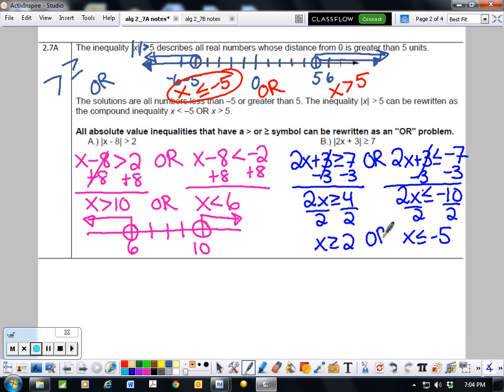And this is an OR. So we've got our -5. We've got our 2. These are closed dots. So I've got x is greater than or equal to 2, so closed dot on the 2, going towards bigger numbers because of greater than. X is less than or equal to -5, closed dot because of the equal to. Less than means it goes to the left. And again, our OR problem.